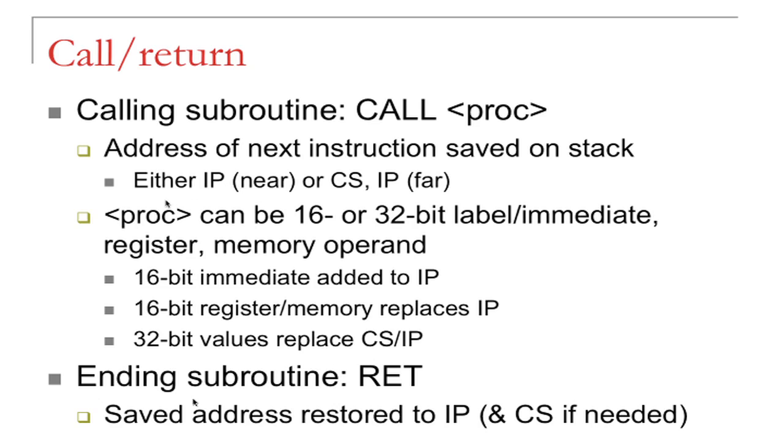When the subroutine ends, the last instruction it has to have is the RET. It will use the saved address to restore IP, or if it is a far subroutine, we're going to restore both IP and CS. This is how the subroutine can get back to the next instruction after you make the call.